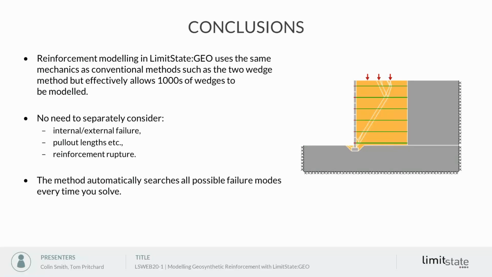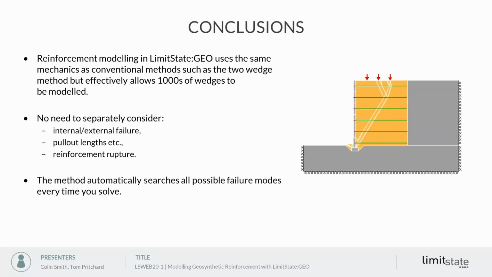So just to wrap up, hopefully what I've shown you is that the modelling of reinforcement in LimitState GEO uses the same mechanics as conventional methods, such as a 2-wedge method, but effectively we can model thousands of wedges and complicated interaction between the reinforcement and the elements. We're capturing all the conventional assumptions of that type of interaction, but in such a general way that there's no need to separately consider internal or external failure or pull-out lengths or reinforcement rupture. They're all inherently captured within the model.